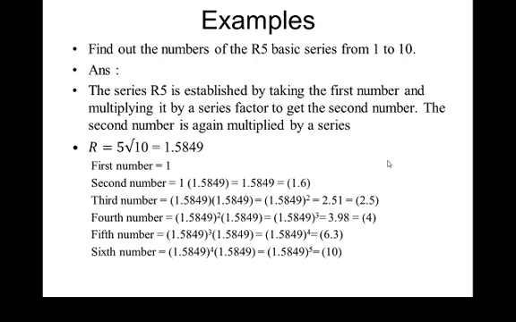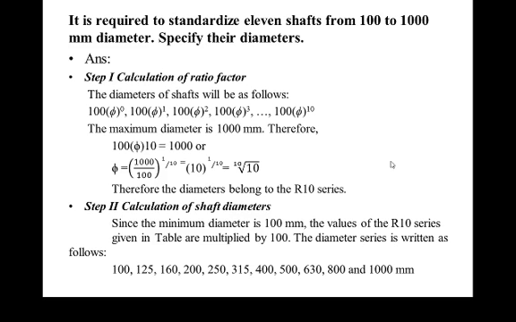Now to understand further, we will solve one more numerical. It is required to standardize 11 shafts from 100 to 1000 mm diameter. Then we need to specify the diameters which are to be manufactured. What is the first step? In the previous example a series was given to me. Here I need to find the best series for this type of application. The lowest diameter is 100 mm and the maximum diameter is 1000 mm.